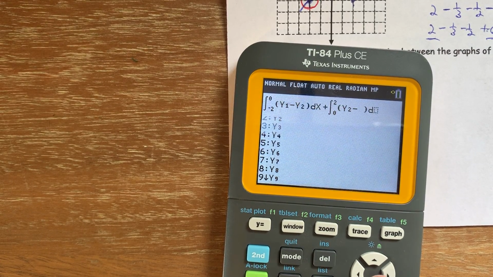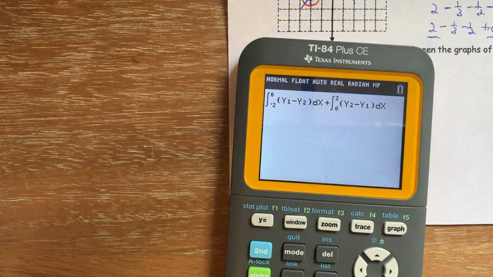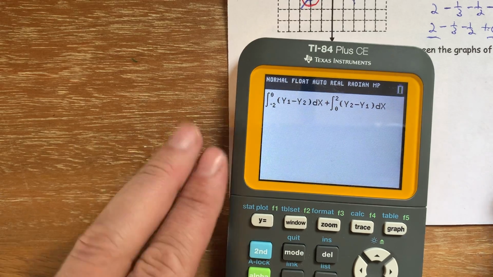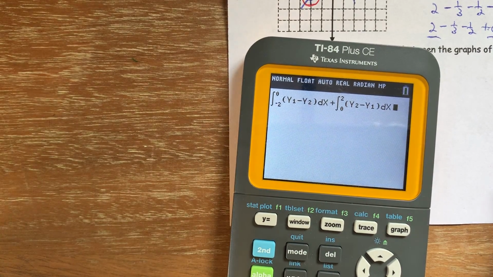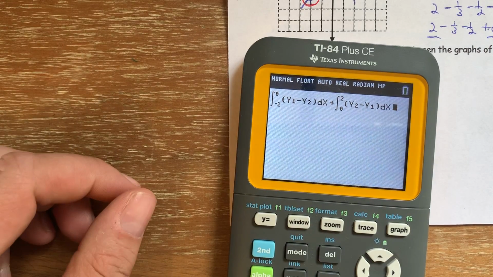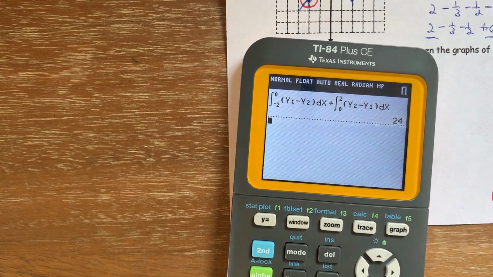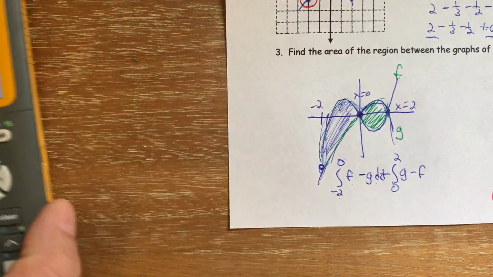And guys, the reason you really want to learn about this is it's going to get a little bit more tricky, and it's so easy to mess up when you have a bunch of parentheses and pies, which you're going to see coming up in a few lessons. But if you just put y1 minus y2, you're not going to mess it up. So there we go, 24. That's the area between them. It just does the integral. It's really nice.